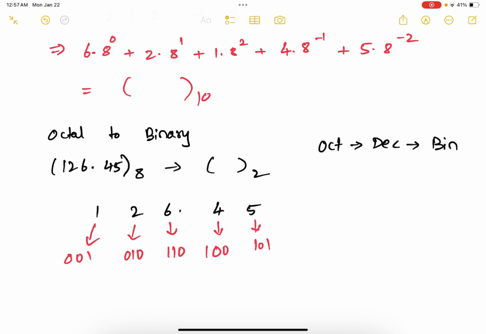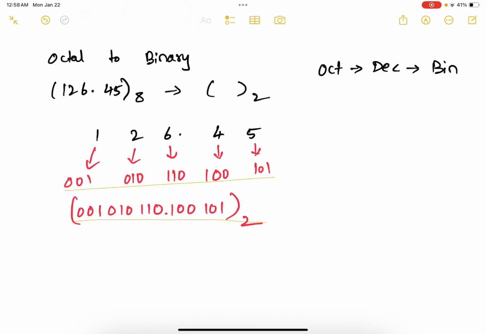So the equivalent binary is 001. You can ignore the 2 zeros, but let's just put it 010, 110, 100, 101. I forgot to put this one, so that's the binary equivalent.